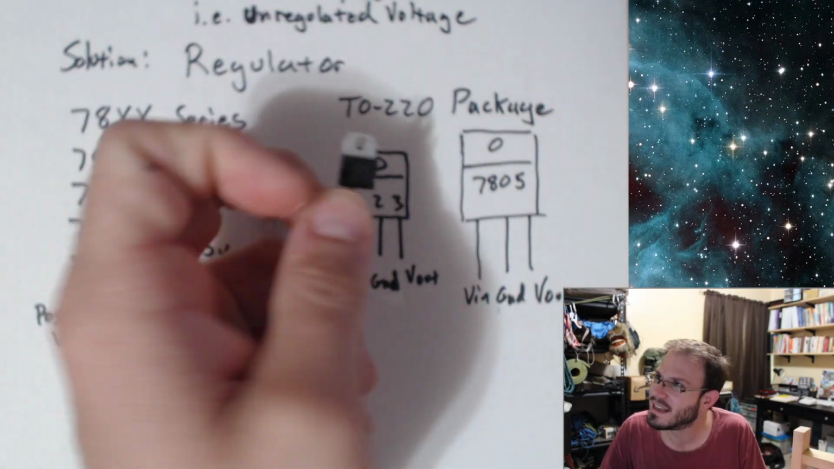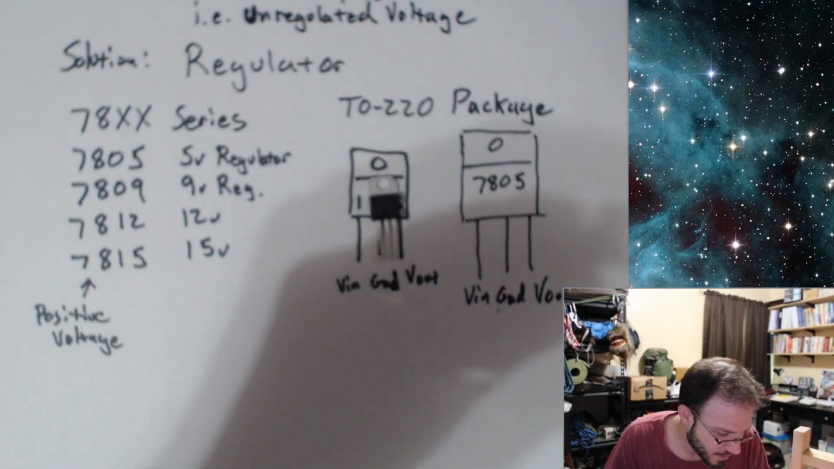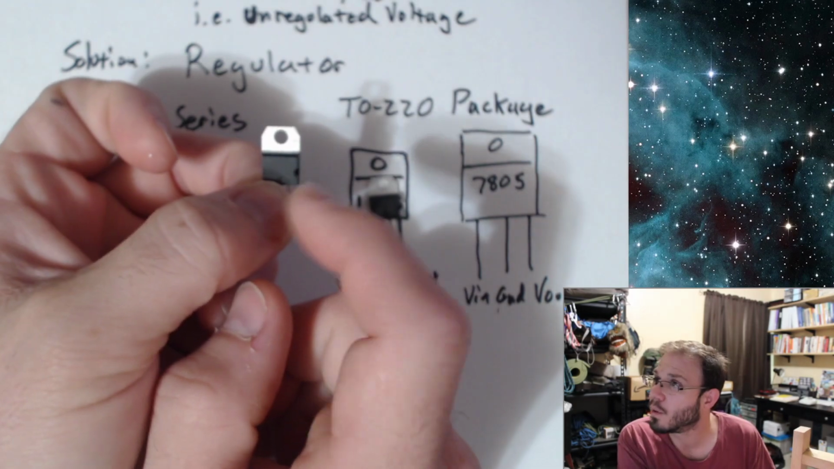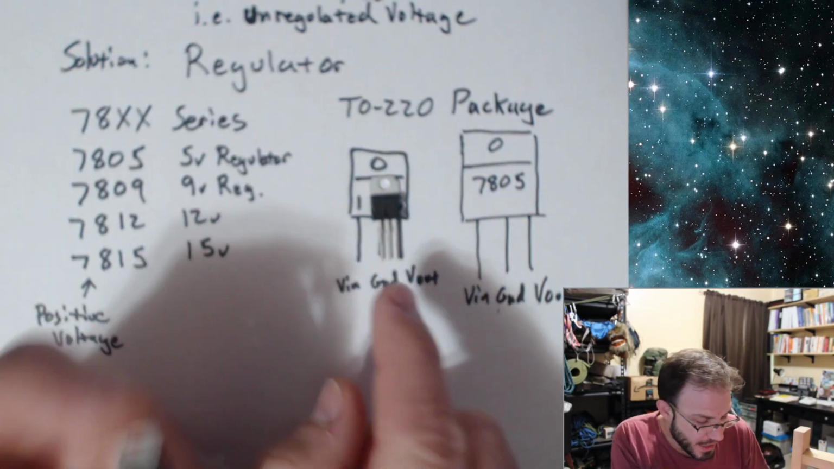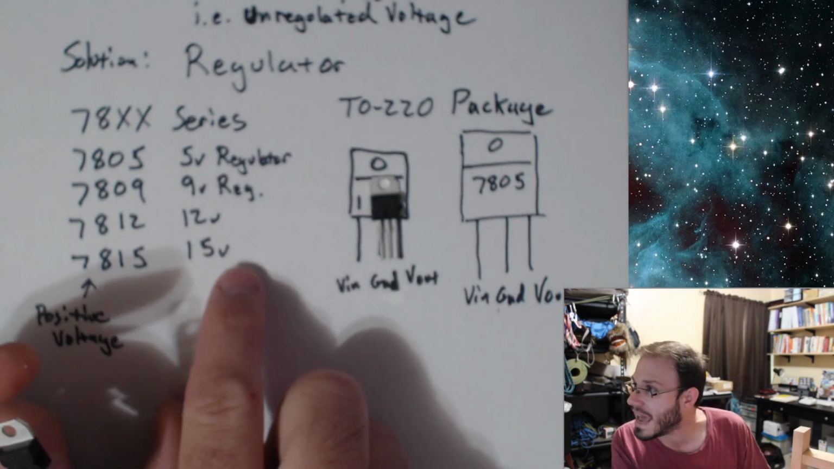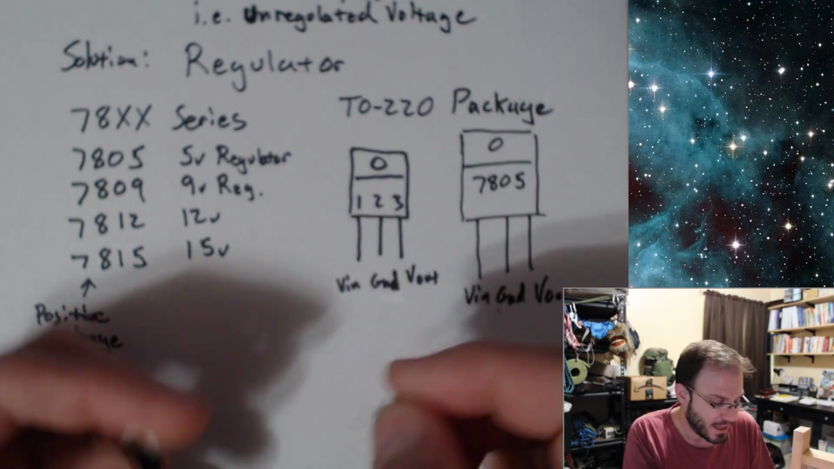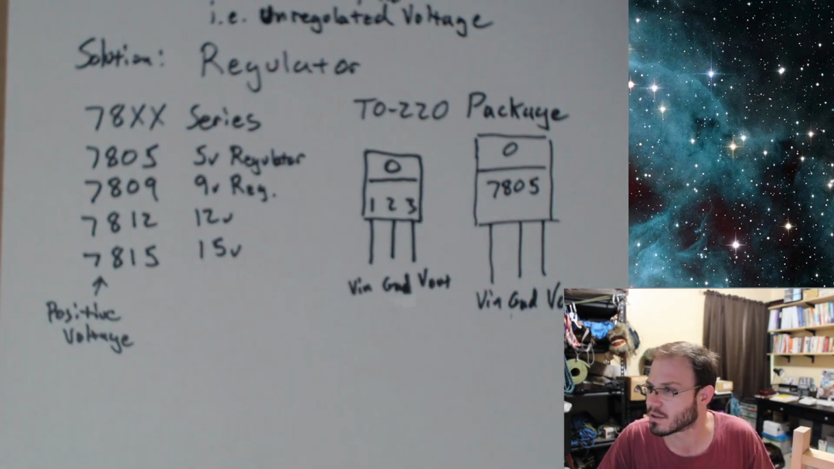But this one says 7805. This one actually says 7812. So this is a 12-volt regulator. This is a 5-volt regulator. Okay. Now that refers to the voltage that we're going to get regulated on the output. So let's see how we can connect one of these and actually make it do some work for us.